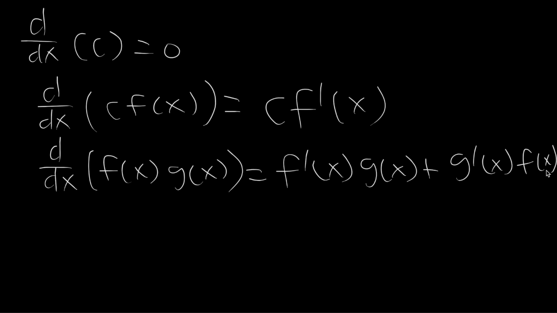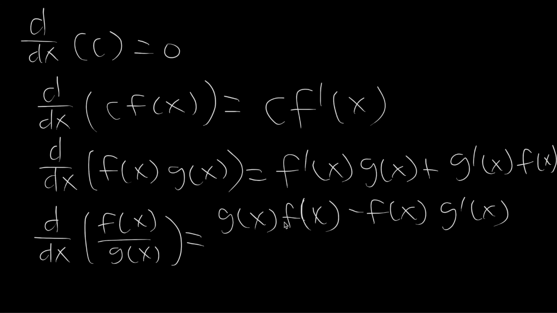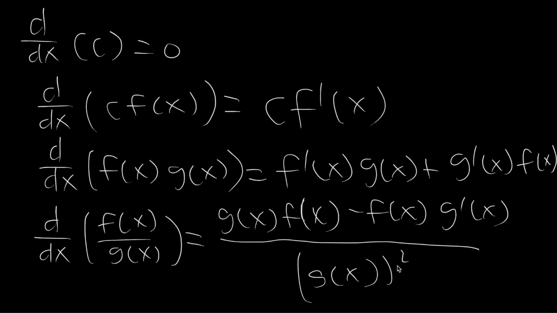Another one is the quotient rule. So the derivative of f of x over g of x is equal to g of x times f prime of x minus f of x times g prime of x, over g of x squared.